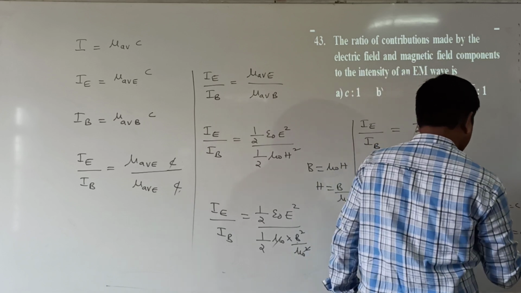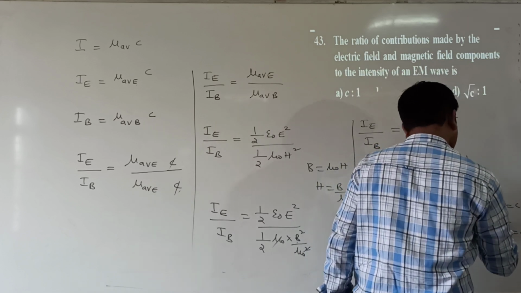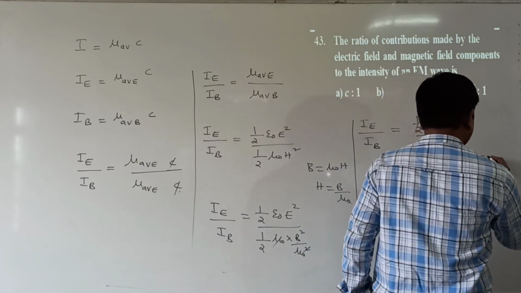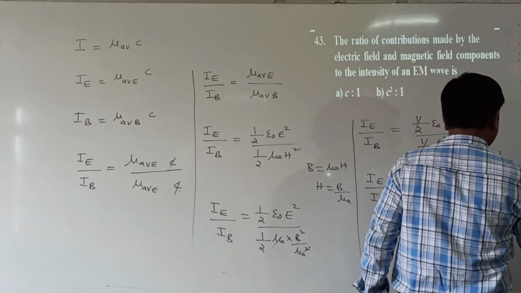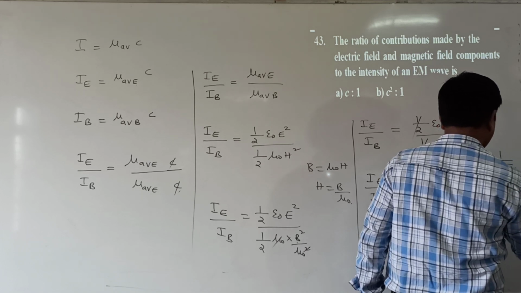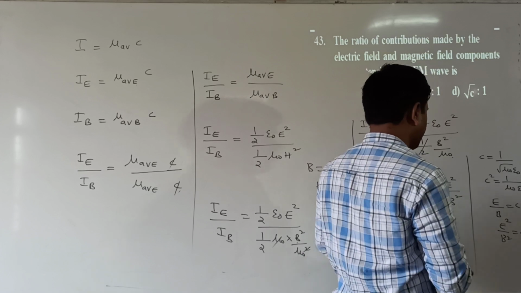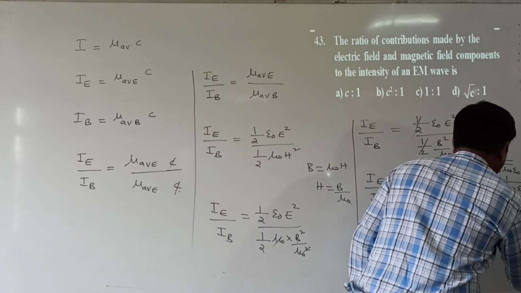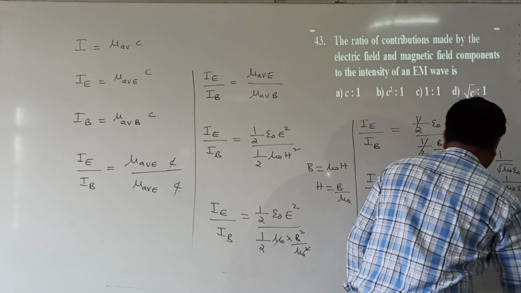Again, another condition is there here. E square by B square is equal to C square. Now C is equal to 1 by root of mu naught epsilon naught, so C square is equal to 1 by mu naught epsilon naught. So mu naught epsilon naught is equal to what we are getting here? Mu naught epsilon naught is equal to 1 by C square.